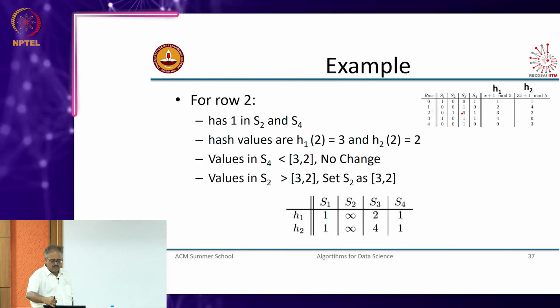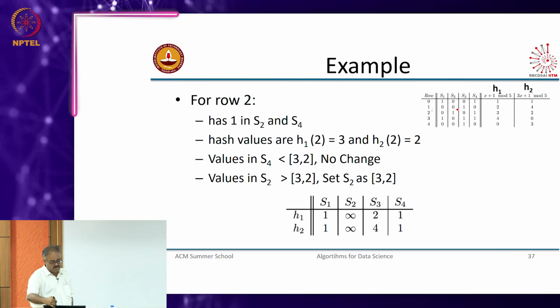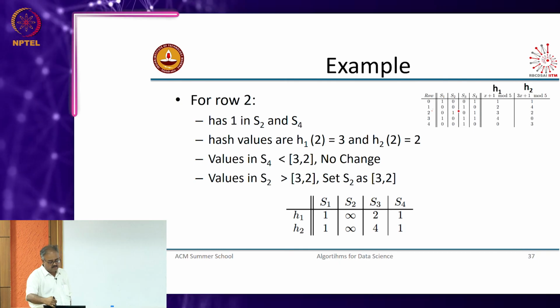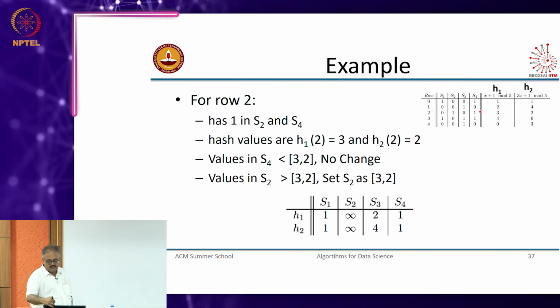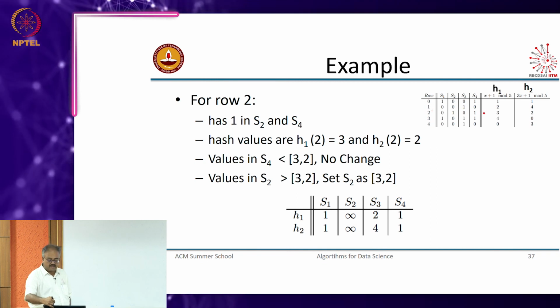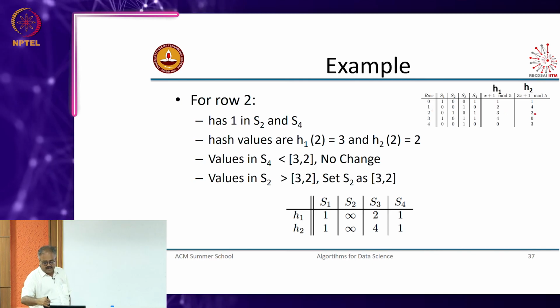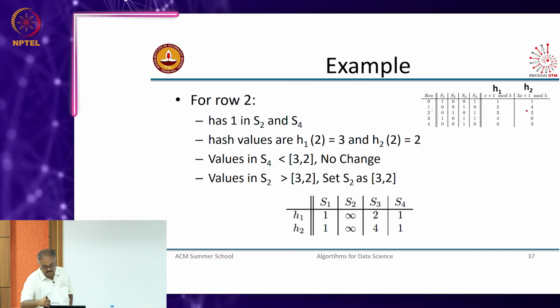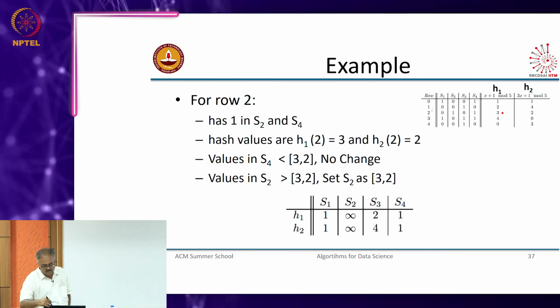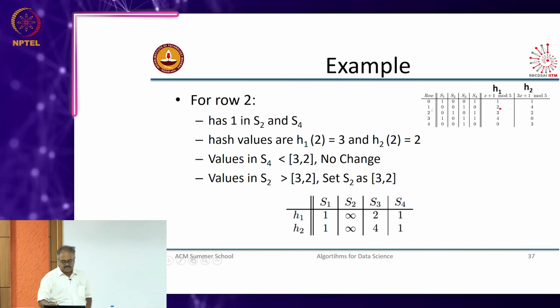I go to row 2, so which are the ones I can change? S2 and S4, right. So let's start with S4 first. S4, it says 3 and 2, right, it says 3, if this goes to H1 sends it to 3, right.